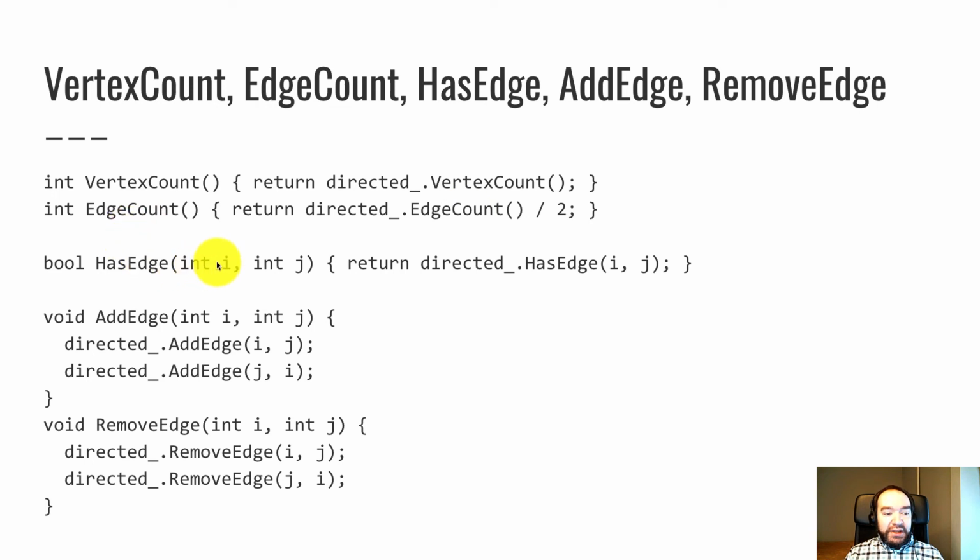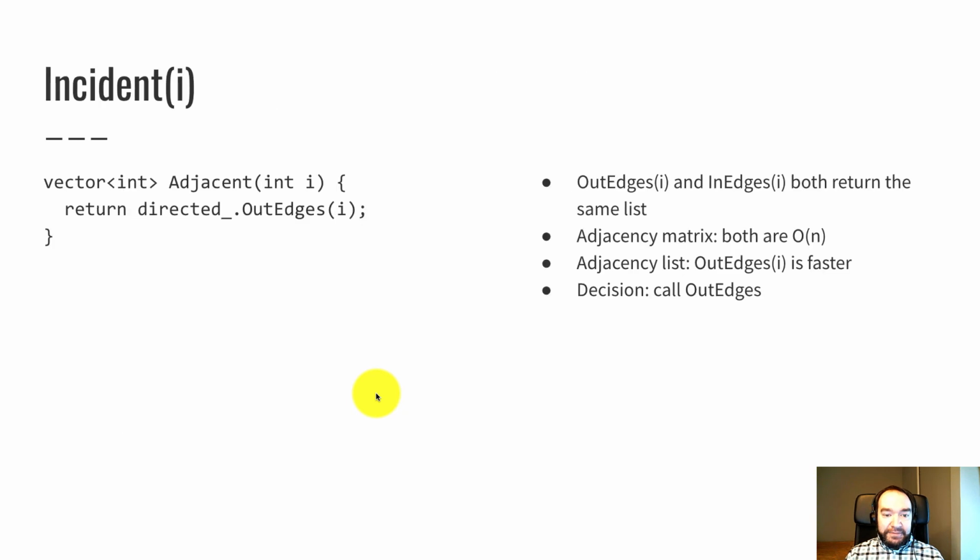Has edge is really simple. Is there an edge between i and j? If the directed graph has an edge from i to j, remember this is why we're adding both directions, so that no matter what order i and j are passed in, this gets the correct answer. Adding an edge is pretty easy. To add an edge between i and j, we add one edge from i to j and a second edge from j to i. Those are the parallel edges. And then remove edge has to undo that. So to remove the edge between i and j, we remove the edge from i to j, and we remove the edge from j to i.